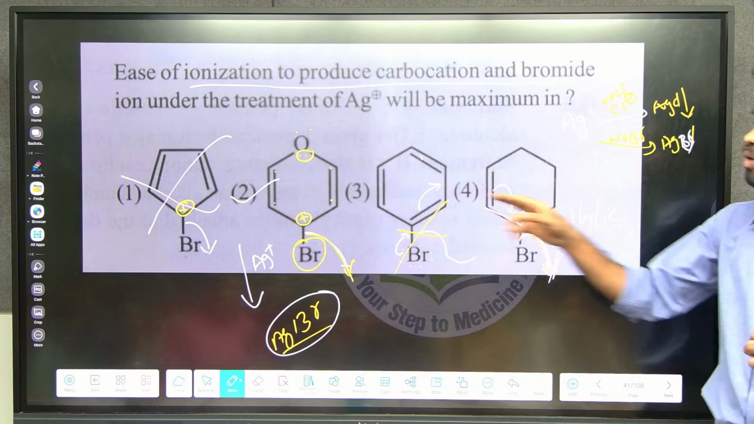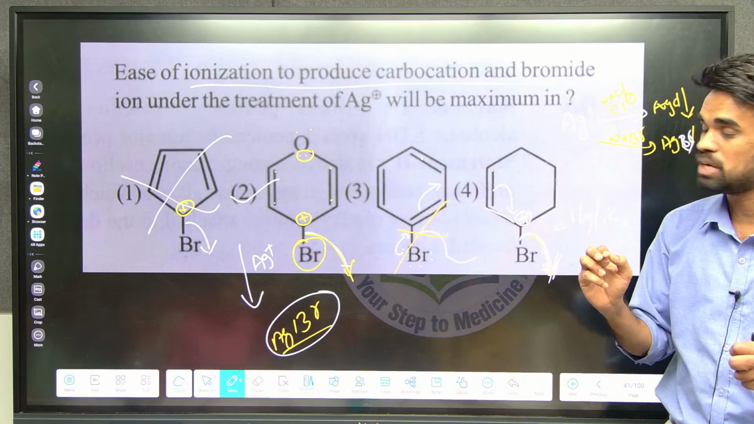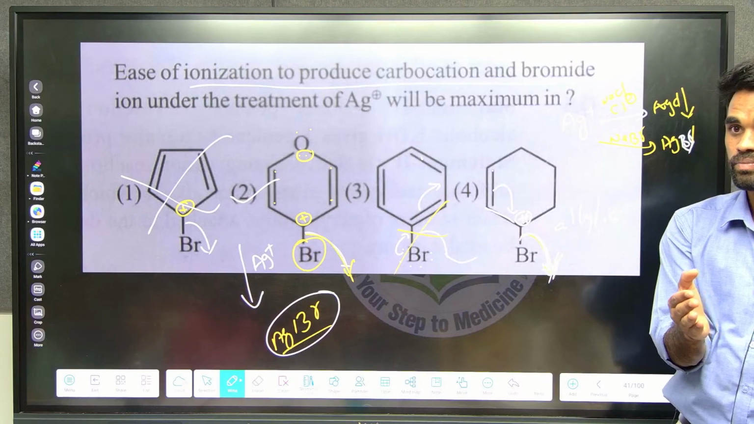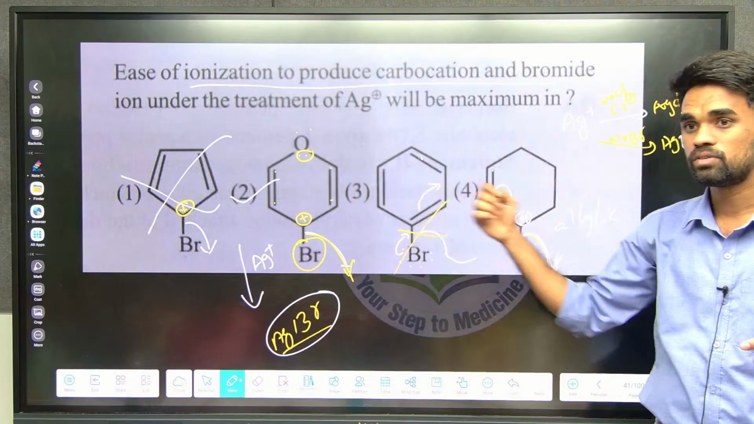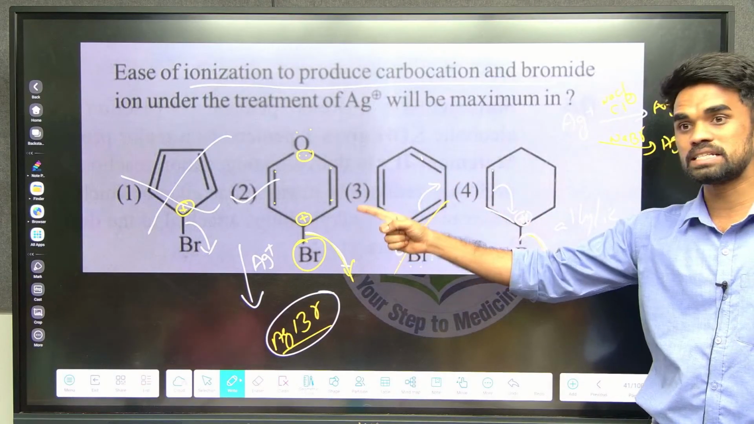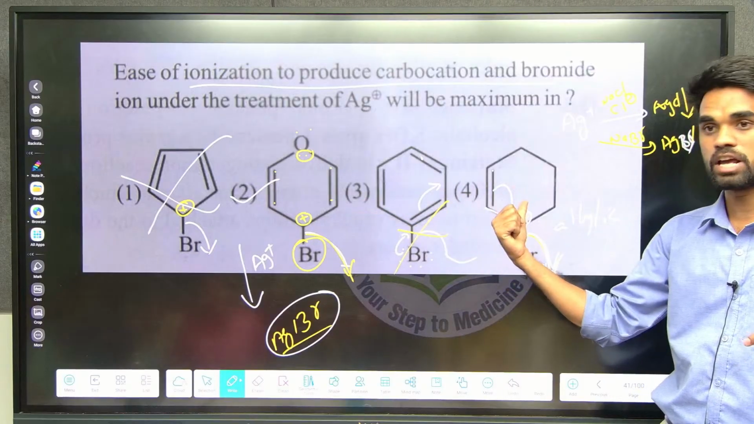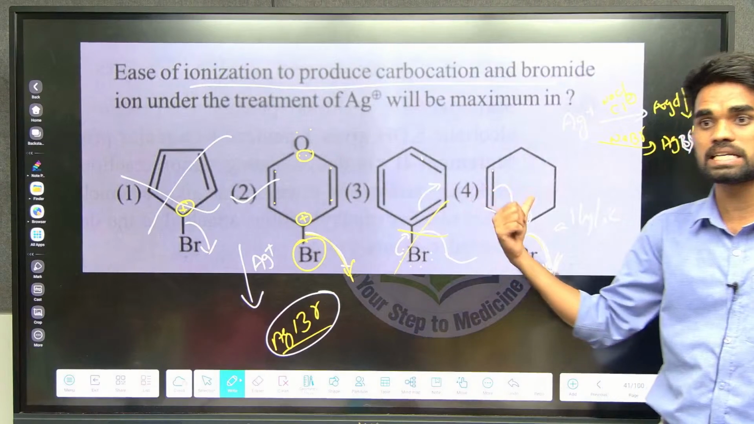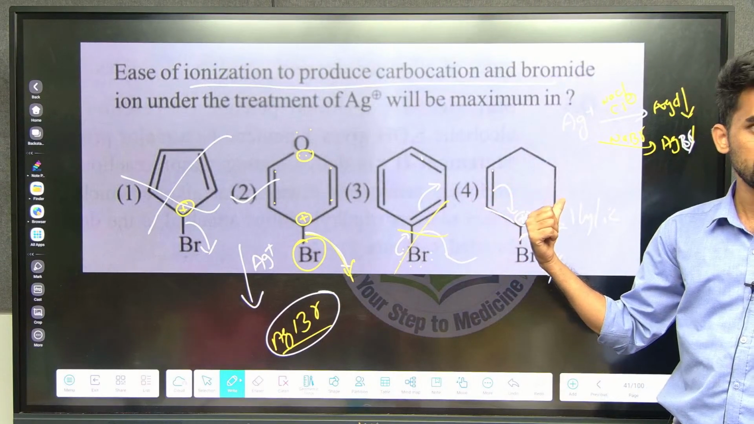So out of these 4 compounds, which of them will possibly form a precipitate? 2 and 4. But out of 2 and 4, which is more stable? 2, because it's aromatic. This is non-aromatic. We know the stability of aromatic compounds is more. That's why 2 first, then 4. Is this clear, everyone? Yeah, fine.